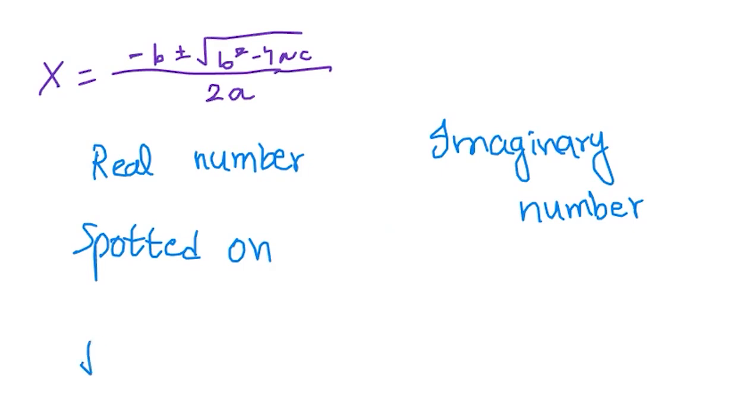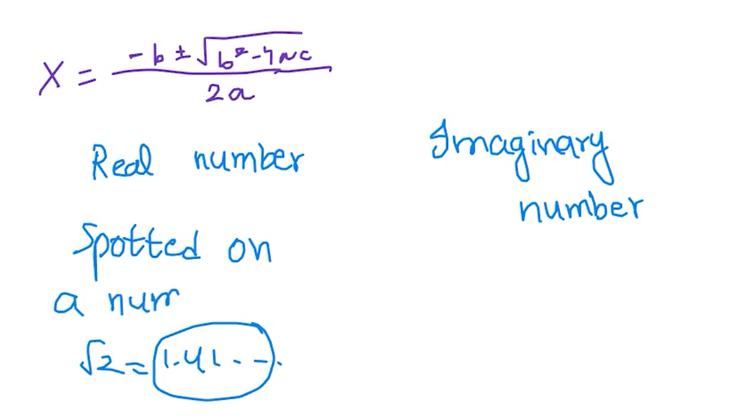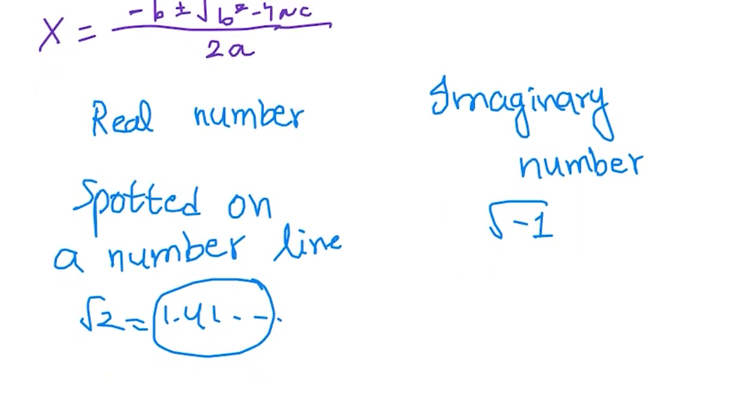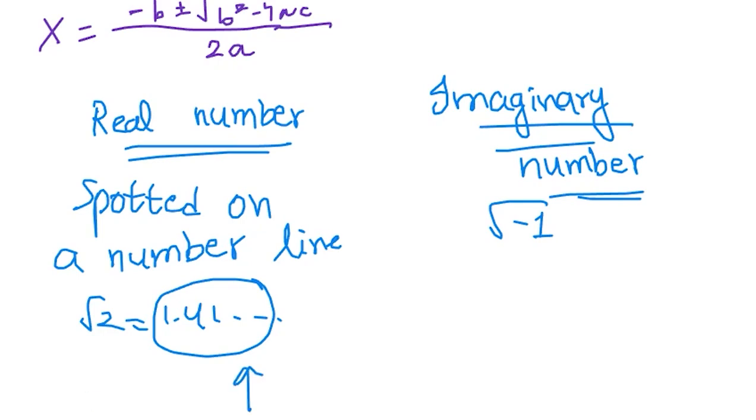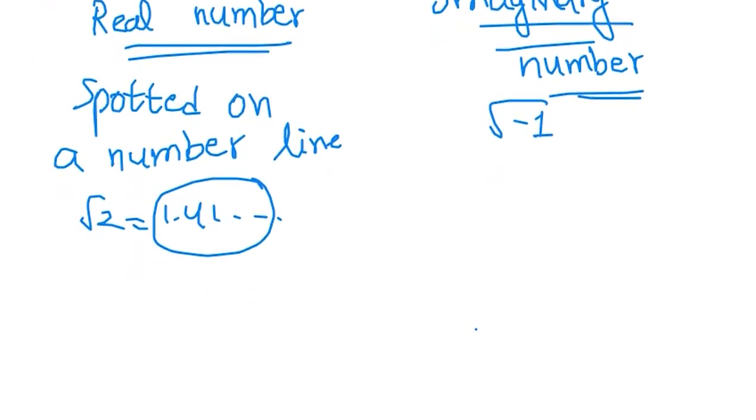Even if you take root 2, what is that? 1.41 something. That can be approximately spotted on a number line. But when you talk about root -1, you cannot plot it on the number line. So that is the difference between a real number and an imaginary number. A real number lies on the number line. An imaginary number, we don't know where that lies. Certainly not on the number line.